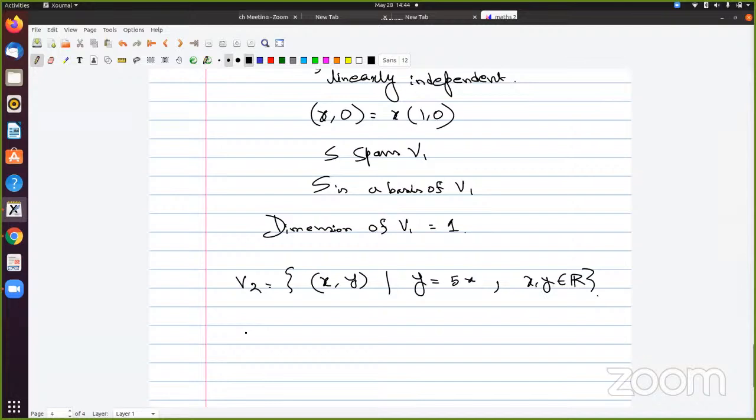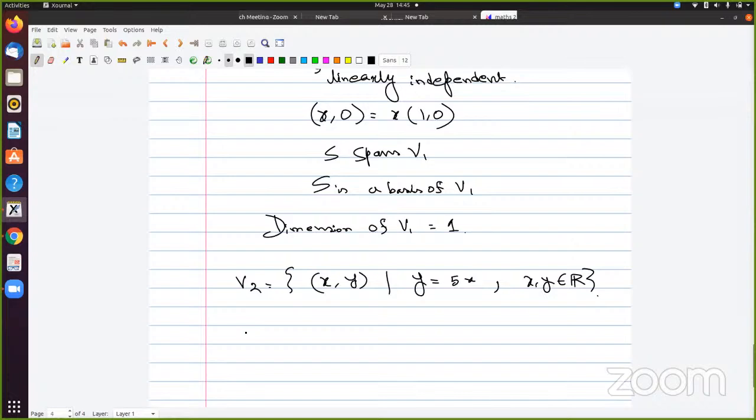The subspace condition means 0 should belong to the set. Correct? Yes, sir. But here 0 does not belong, sir. No, it is there. See, if you put x = 0, then y will also be 0. One minute, forget it. y = 5x. Do you know what that is? It's a straight line. Is it passing through the origin? Yes, because c is 0. The point 0, 0 satisfies the equation y = 5x.